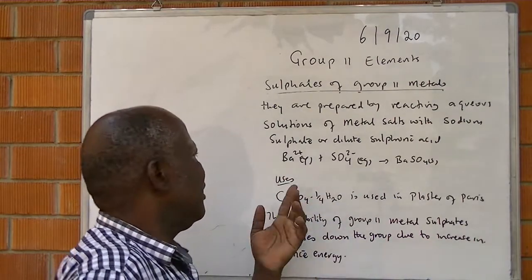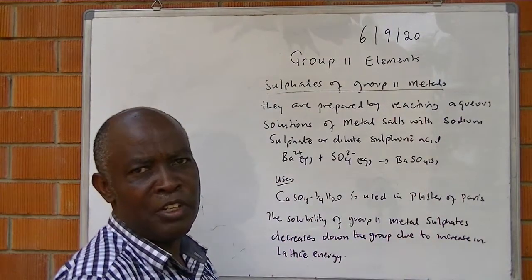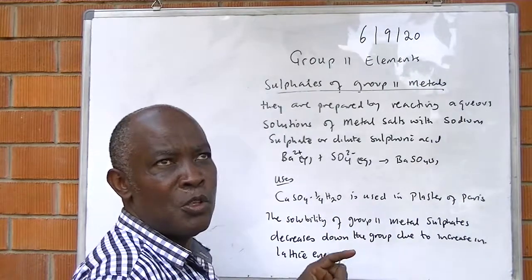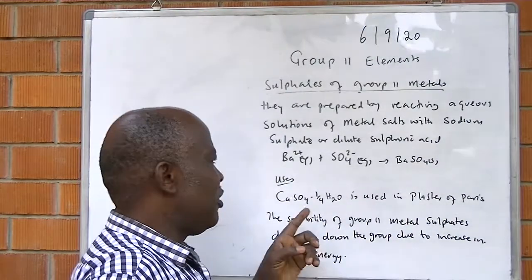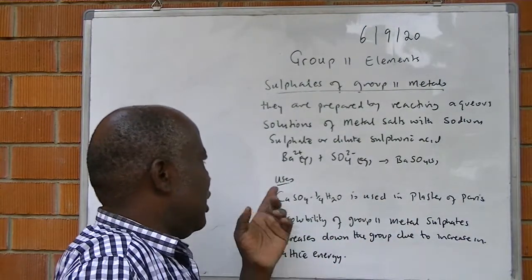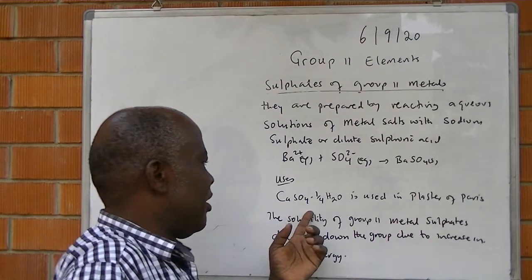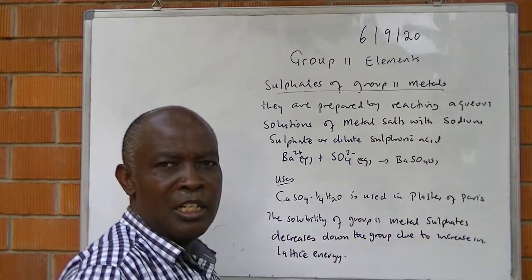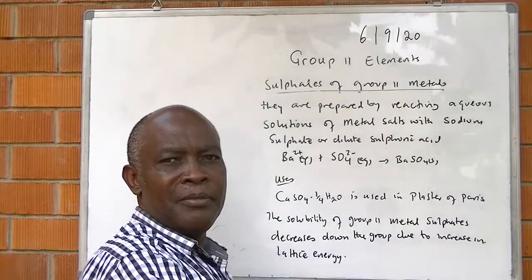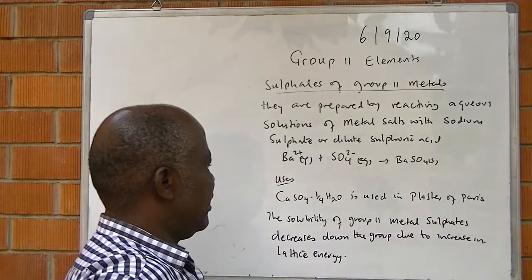Sulfates of group 2 metals are prepared by reacting an aqueous solution of metal salts with sodium sulfate or sulfuric acid. For instance, barium plus sulfate ion, you get barium sulfate, which is a white precipitate. Soluble barium salt solutions are used to test for the presence of sulfates. Uses of sulfates: calcium sulfate, a quarter water, is used in plaster of Paris, the one which is used to immobilize broken bones.